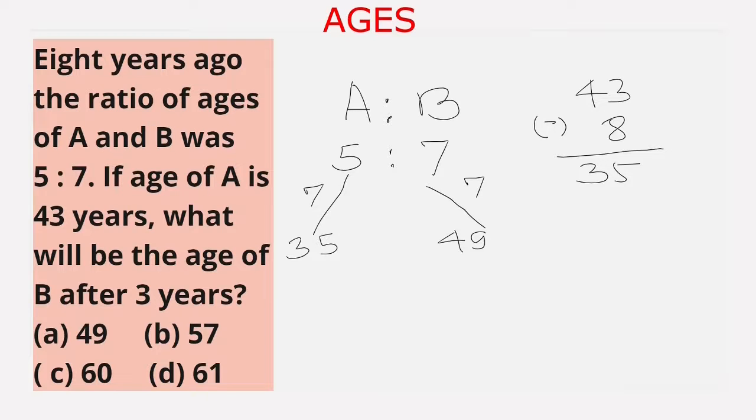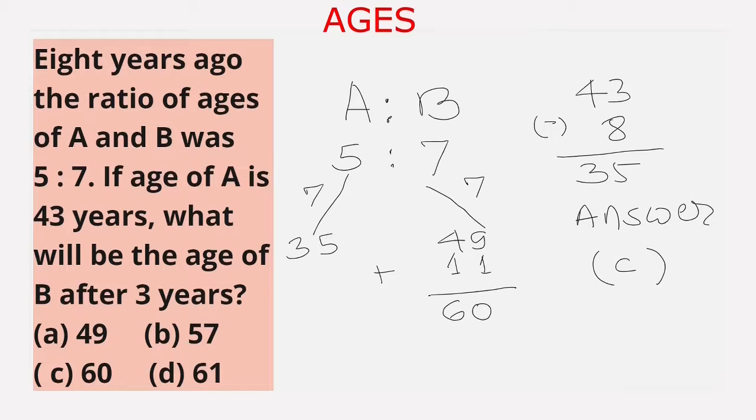And we have to give the age of B after 3 years. So 8 plus 3 is 11, and we have to add 11 to 49, and we get 60. So the age of B after 3 years will be 60. And from the given options, our answer is option C. This way we have to learn how to solve these questions orally. If we can do it without pen and paper, then we will be able to get success in all competitive exams by solving the questions very fast.